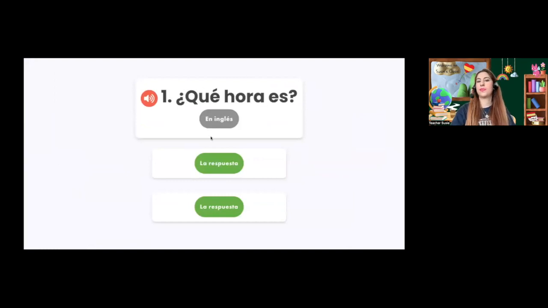Y otra vez. One more time. ¿Qué hora es? This is your second homework. If I ask you, ¿qué hora es? Try to tell me the time for you right now. Leave me a comment in the classroom page or right here.